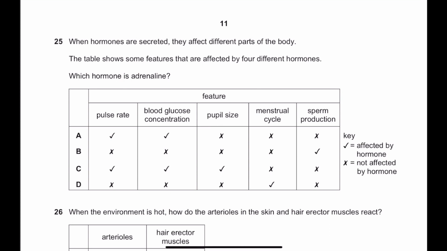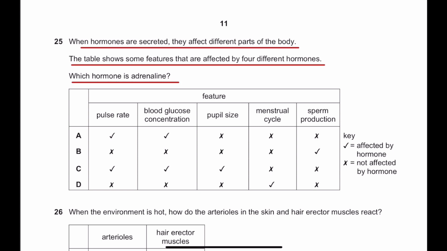Number 25. When hormones are secreted, they affect different parts of the body. The table shows some features that are affected by 4 different hormones. Which hormone is adrenaline? Okay, so this question is asking about the effects that occur by 4 different hormones.